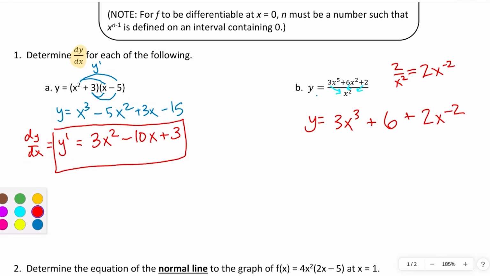And so now we're ready to go ahead and differentiate. So dy dx, which is the same thing as just saying y prime, is 3 times 3 is 9x squared. The slope of a constant function is just 0. And then with this other term over here, we've got negative 2 times 2 is negative 4x, and then 1 less than negative 2 is negative 3.